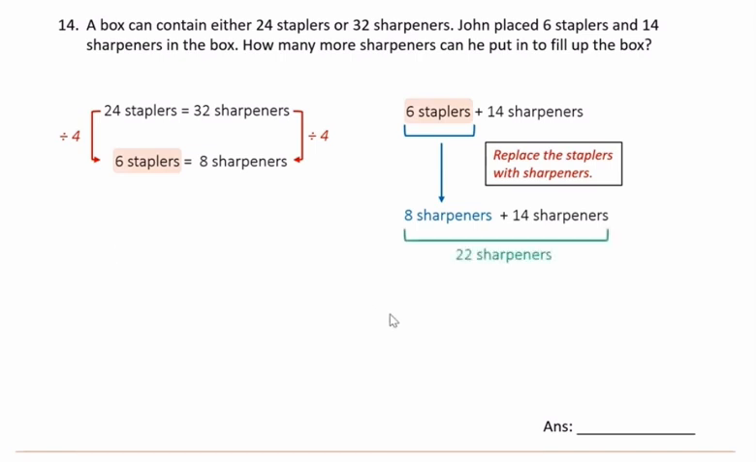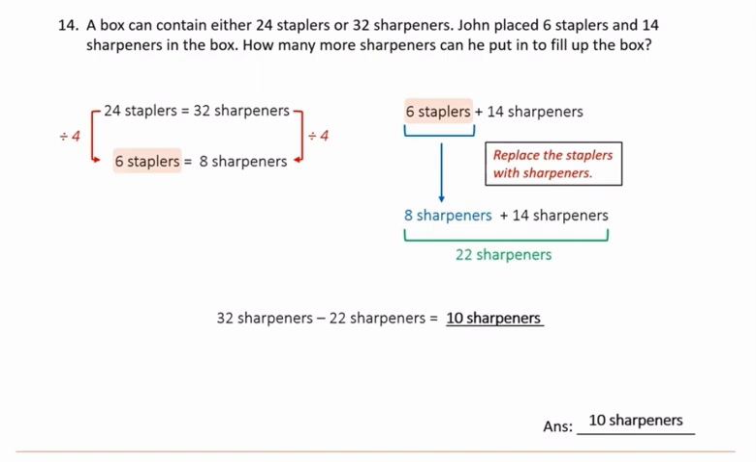But 22 sharpeners is not what the box can only contain. If you read your question, the box can contain 24 staplers, in this case, 32 sharpeners, which means there's some more space for some more sharpeners. How many more? So 32 minus 22. Your answer is 10 sharpeners.